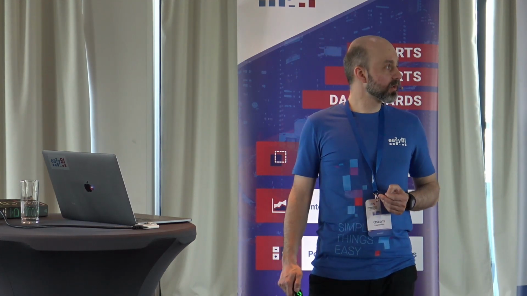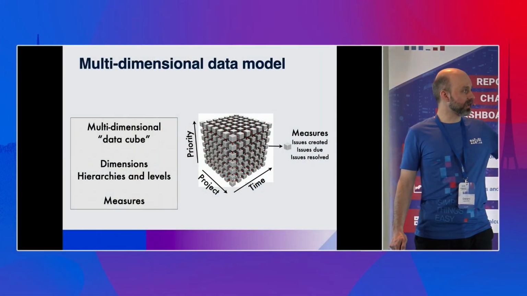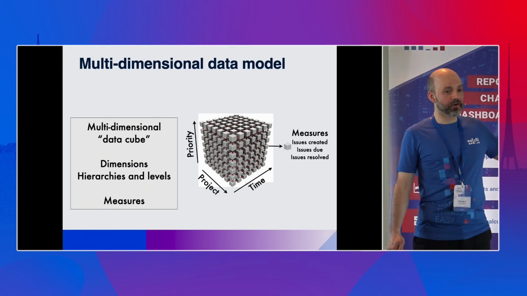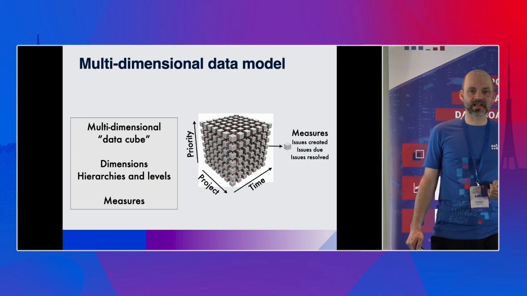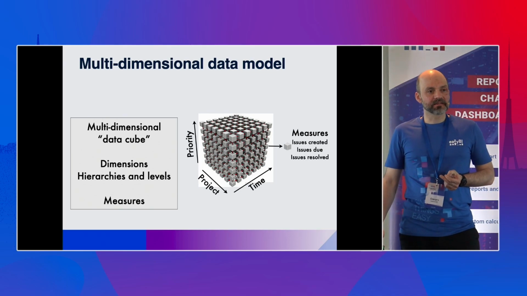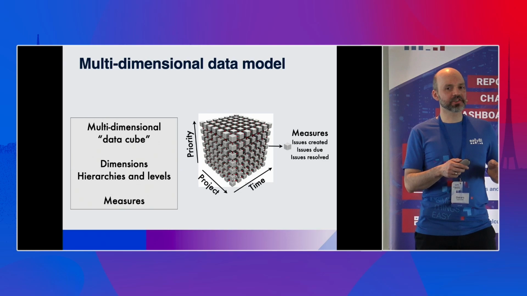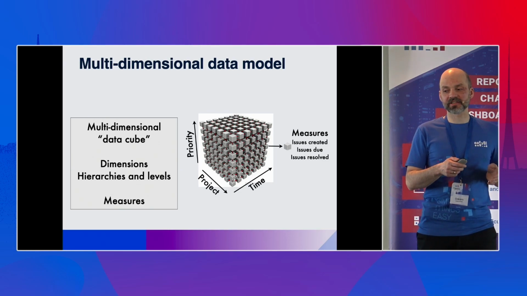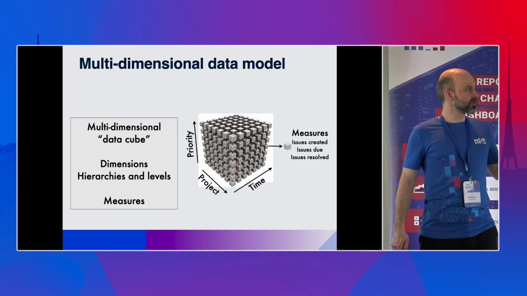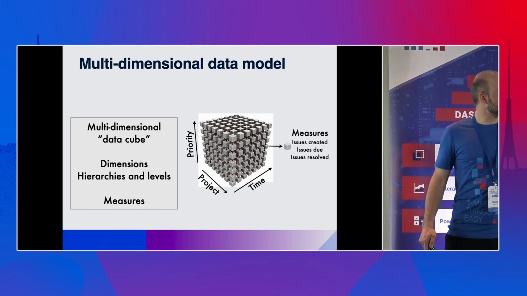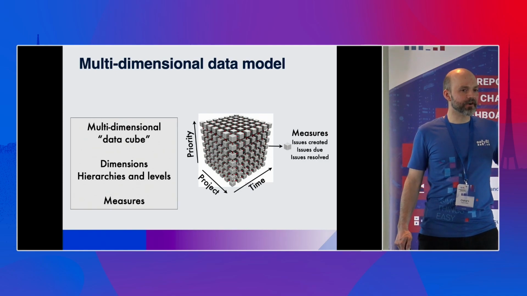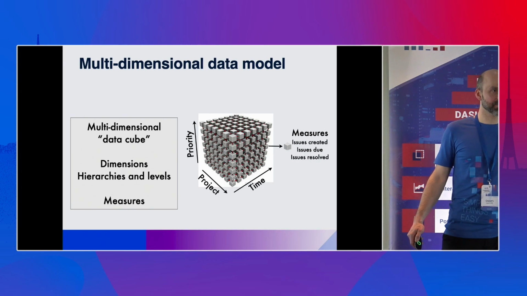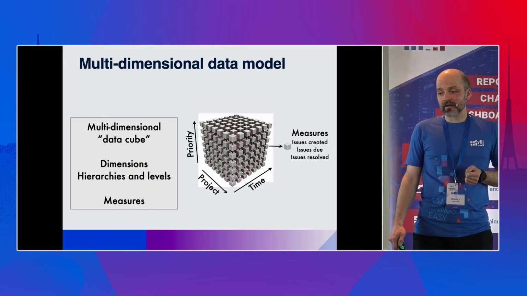So, a multidimensional data cube is like, for example, issues. They have priority, they have project, they have time. And on a cross-section of those dimensions stand numeric values. Those are measures. Those dimensions, like priority or project, have hierarchies and levels, which I will touch on a bit later.